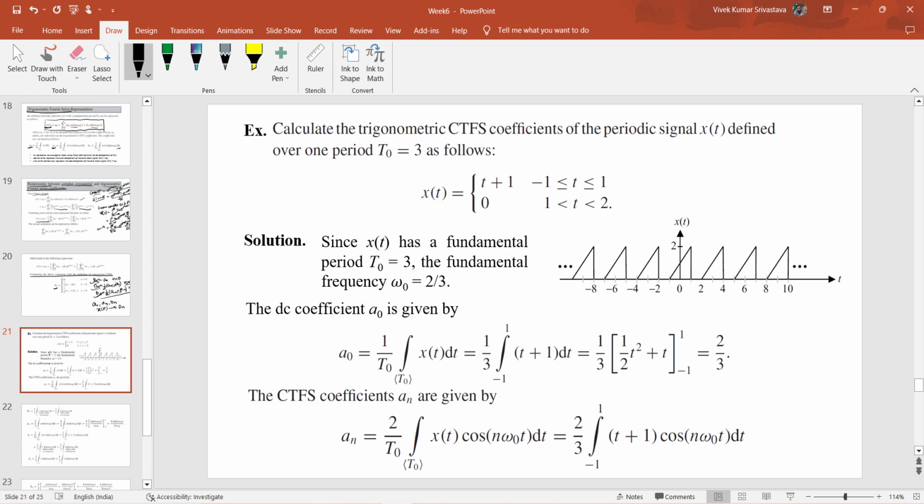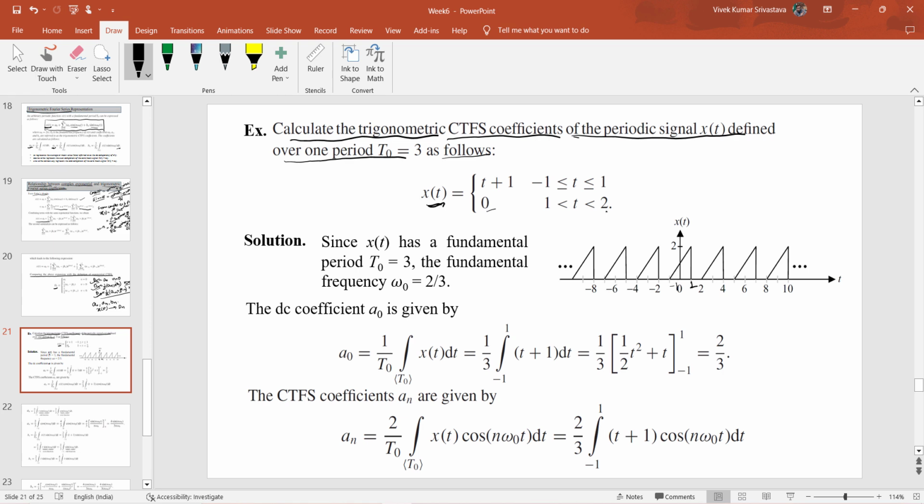Okay, so here basically we have to calculate the trigonometric Fourier series coefficient for a periodic signal x of t, which is defined over a time period T naught is equal to 3 as follows. So x of t is basically defined as t plus 1 between -1 to 1, whereas from 1 to 2 it is equal to 0. Okay, so let us first plot this x of t. So once you plot this x of t here, you can see from -1 to 1 the value will be equal to t plus 1.